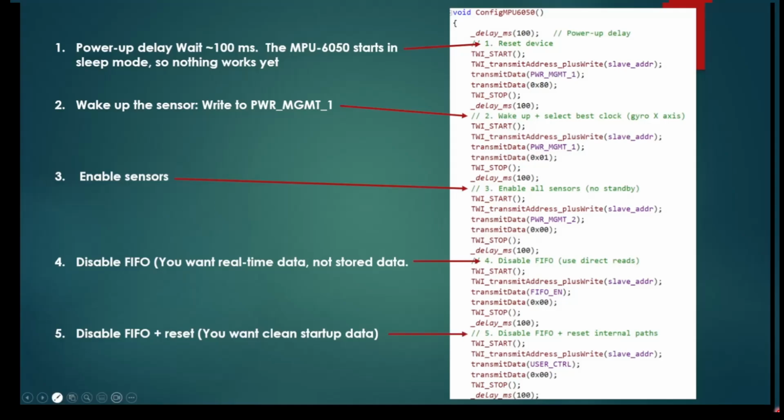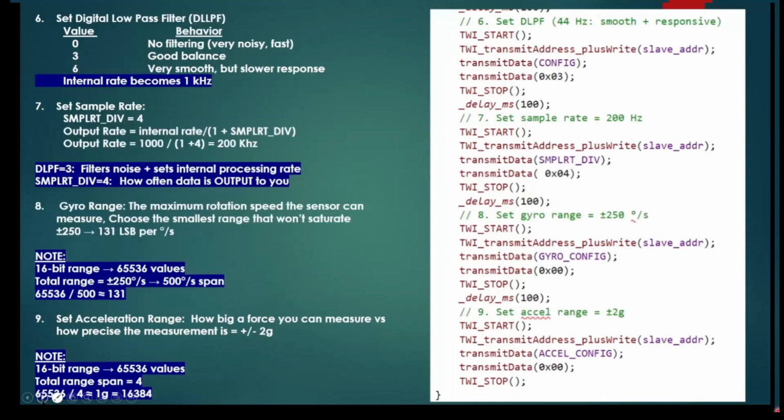And the reason we do that is because we're going to get all the data in real time. They don't have to store it for us to get it later on. So let's continue. Now here, what we're going to do is set up the low pass filter, the sample rate, the gyro range, and the accelerometer range.